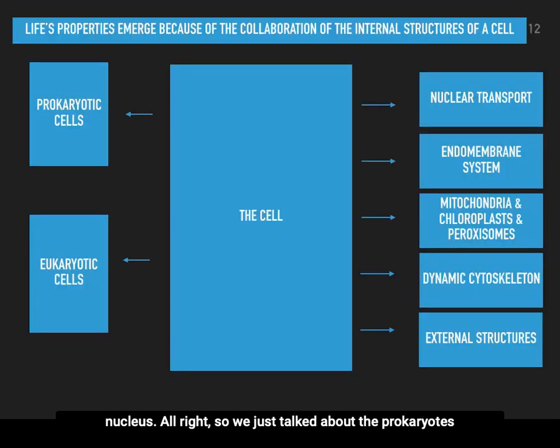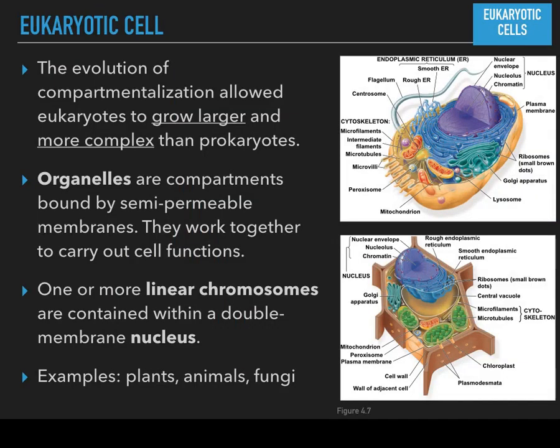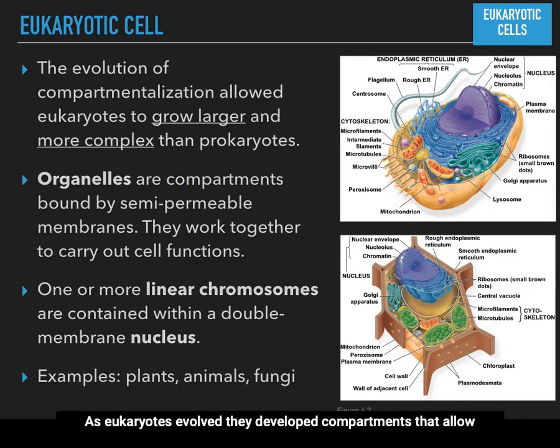All right, so we just talked about the prokaryotes. Now let's look at the eukaryotes. As eukaryotes evolved, they developed compartments that allowed the cell to grow larger and more complex. These compartments are called organelles, and they are bound by semi-permeable membranes that work with other organelles to carry out cellular function. For eukaryotes, there is not a nucleoid region like in the prokaryotes.